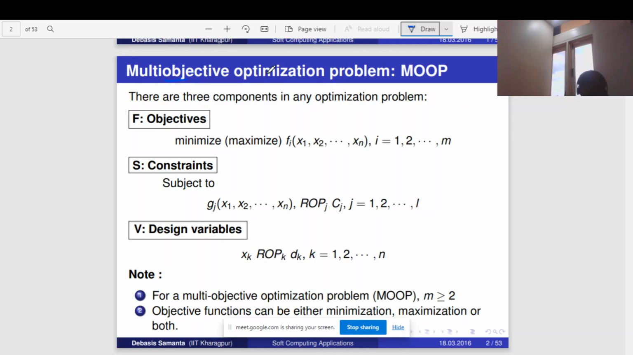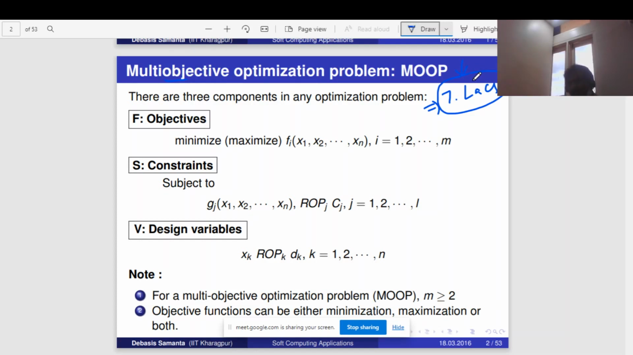For example, if someone says that after my BTech I want a job with a 7 lakhs package per annum, and it is fine wherever it is, the job may be in Hyderabad or Delhi or anywhere, but I need this package. It means this is a single objective function. That student has only one objective: I want this package, that's it.